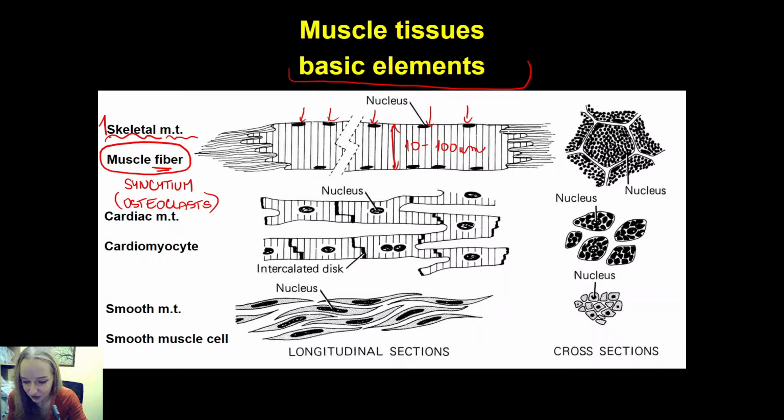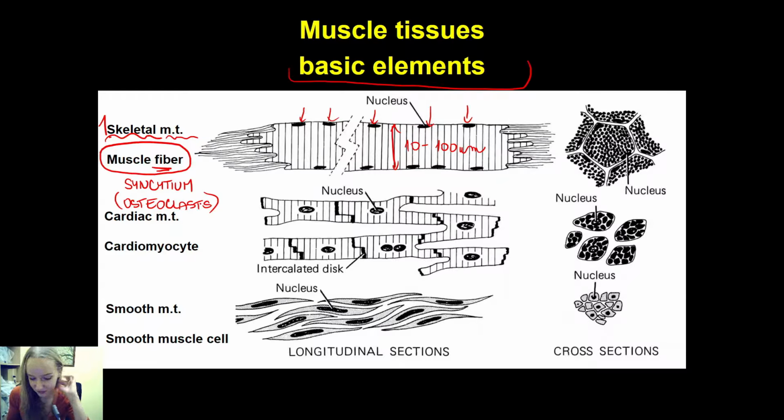This is a common question during examination. We have this muscle fiber, it's a syncytium. Do you know another syncytium in the human body? I don't know why they like this question, but they're asking it too often. So please remember osteoclasts in the bone tissue, which are eating the bone tissue, are another example of a syncytium in the human body.